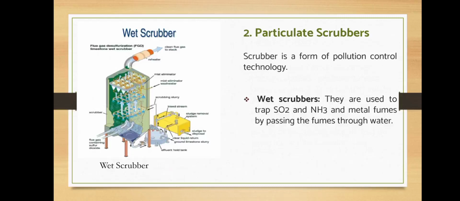And second is wet scrubber. Scrubber is a pollution control technology. Wet scrubbers are used to trap SO2, NH3 and metal fumes by passing the fumes through water.